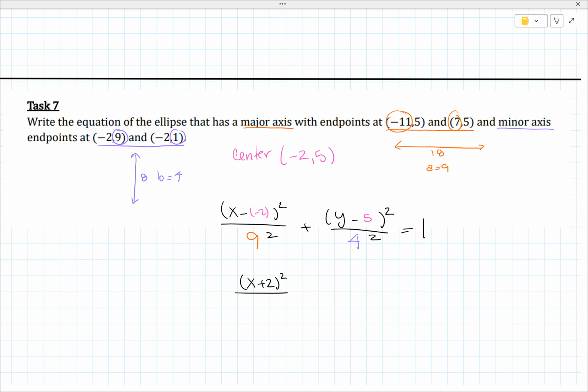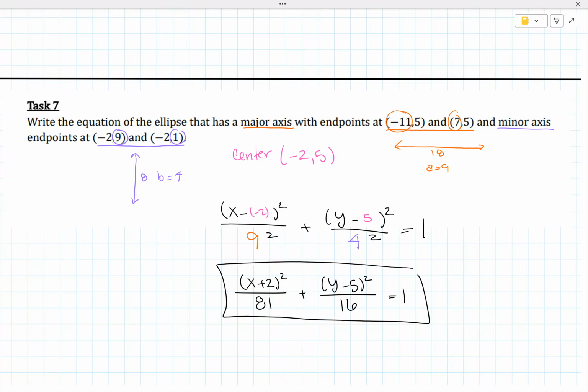X plus 2 squared over 81. Y minus 5 squared over 16 equals 1, and there's your equation.